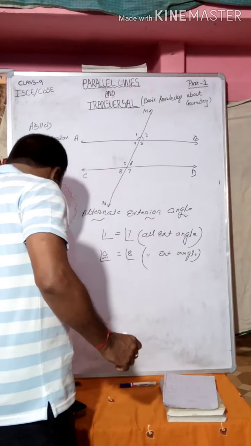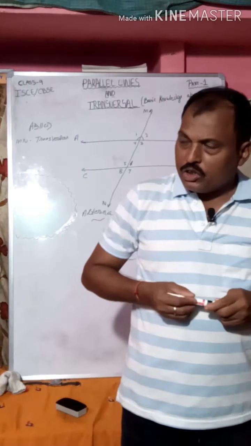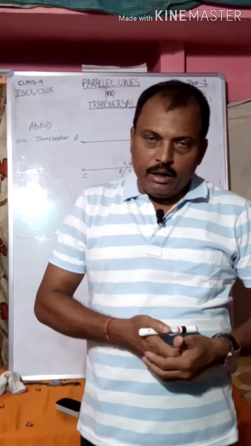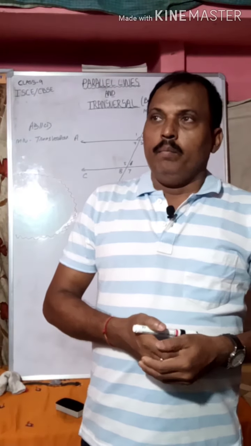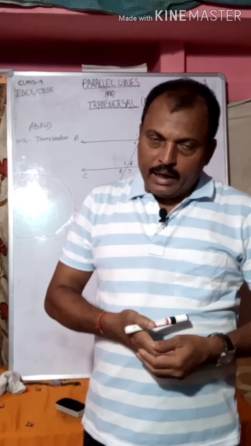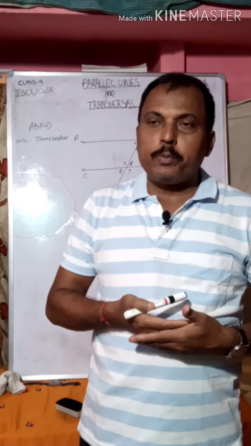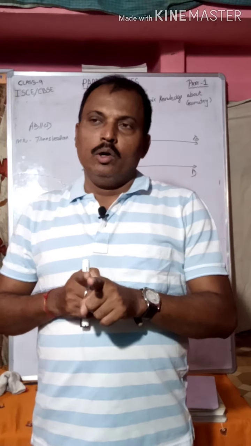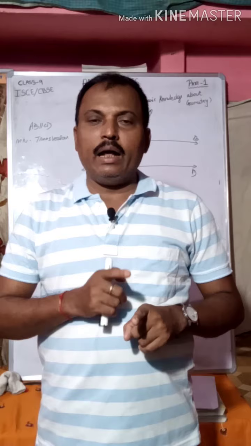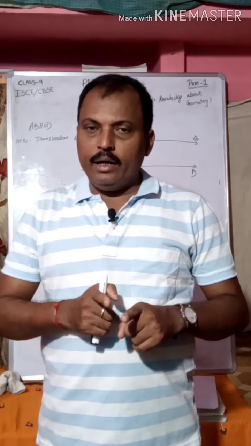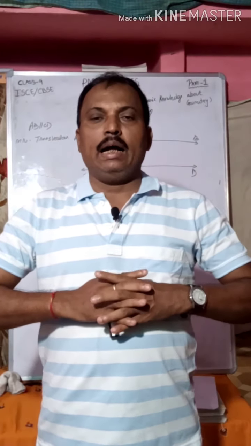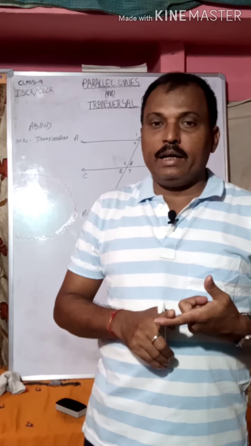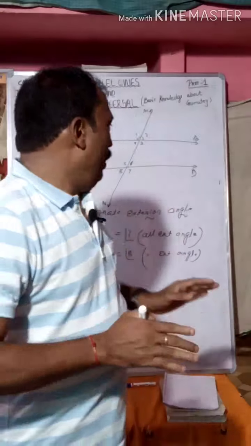Now we have discussed alternate interior angles, alternate exterior angles and corresponding angles. What is a corresponding angle? The angles on the same side of the transversal, one is an exterior angle and the other is an interior angle, but they are not adjacent to each other. They are called corresponding angles and they are equal.